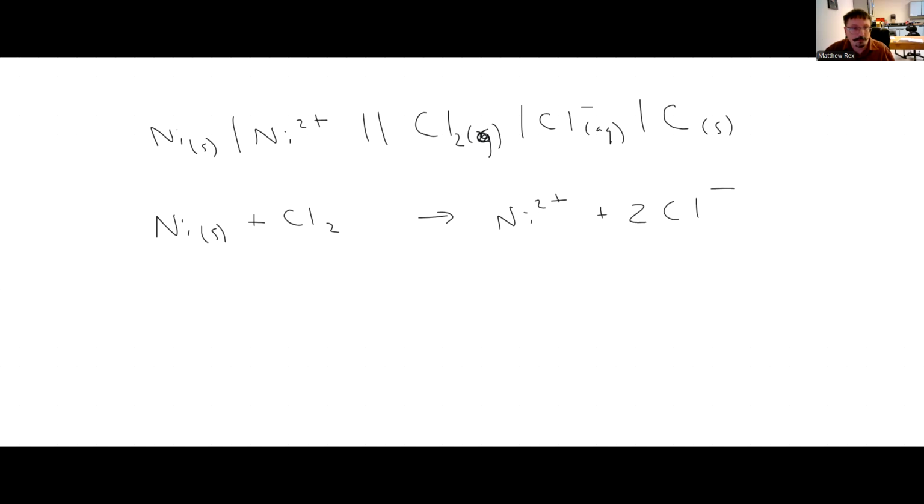So each chlorine is going to go from 0 to -1. So gas, aqueous, that should look like that, which is right, 0 to -1. Yep. NiCl... B. No, B is balanced and everything else matches. Yep. So B.